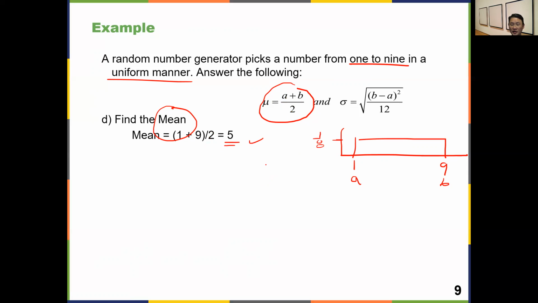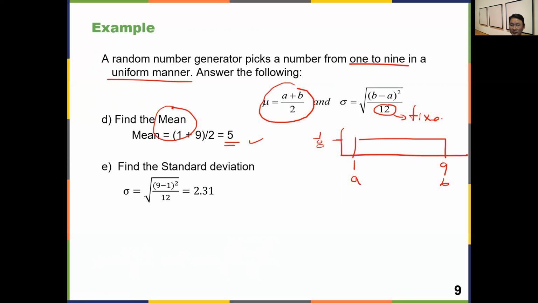Now, figuring out the standard deviation is basically the same deal, right? You put it like that, right? Square root over 9, which is the B value, minus 1, close it, squared, over 12. This is a fixed 12. It's always going to be 12 here. And you type it up in your calculator, and this is what you get, right? This is what you get.